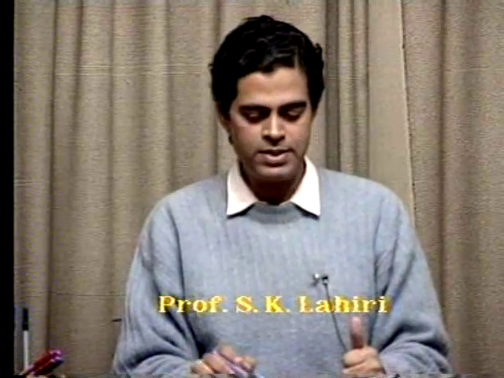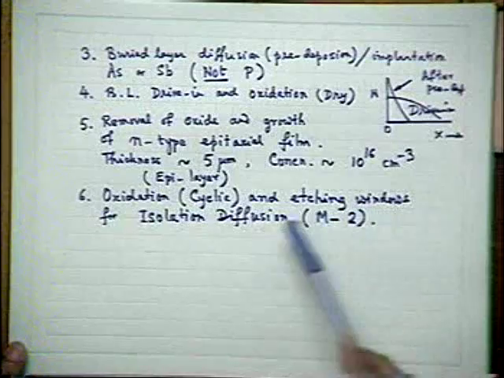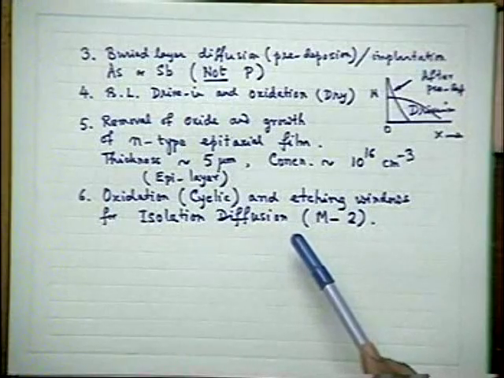So the epitaxial growth is a very critical step in bipolar technology. We re-oxidize. You have seen that every time we have to oxidize it. That is where the advantage of planar technology lies. You oxidize it using a cyclic oxidation step, and again using a photolithography step, etch windows for isolation diffusion, which I have indicated in the last class.